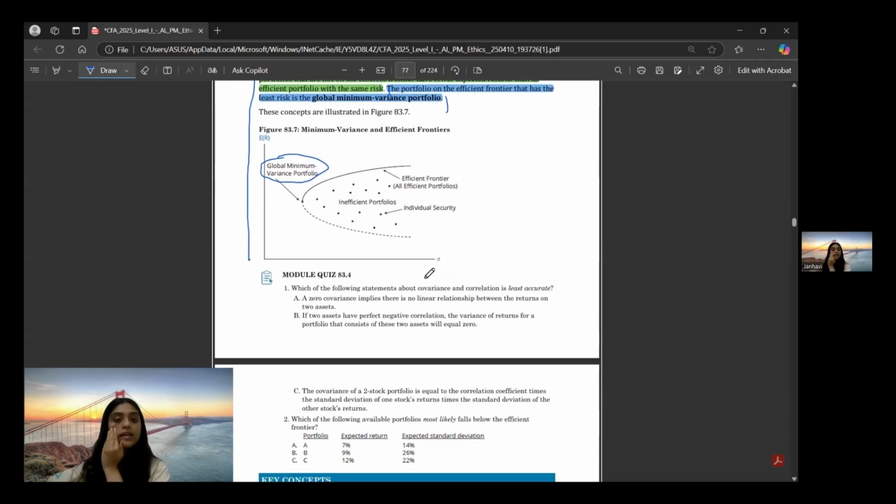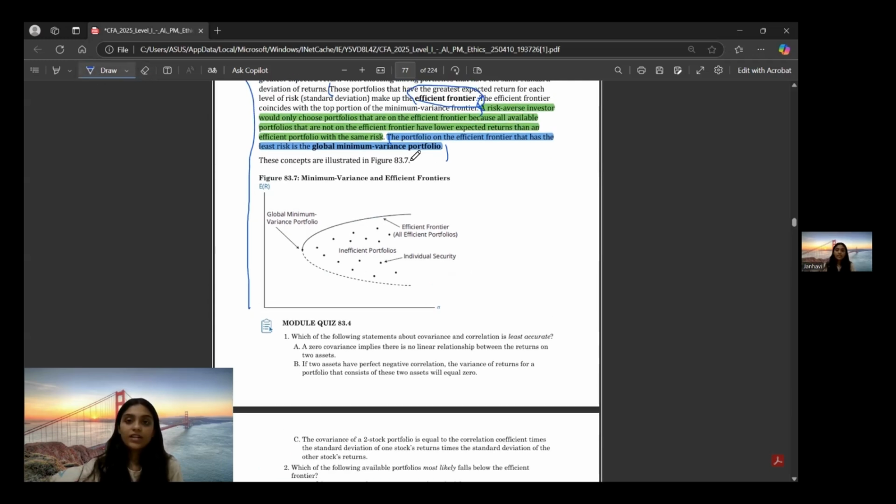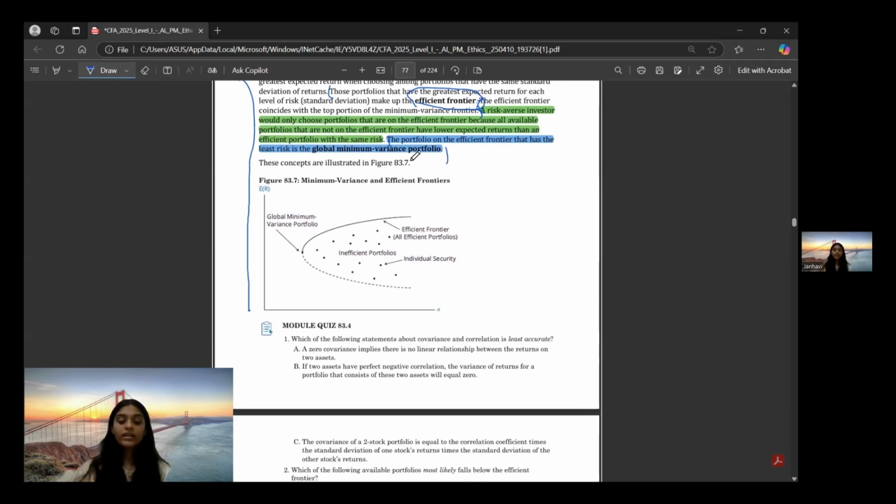Now to explain this figure 83.7, it is very simple. Expected returns and standard deviation. So this is the efficient frontier line. What is the efficient frontier line? Recall it. It is a line that shows the best possible returns for every level of risk. Means for a certain level of risk, this is the best return you will get.